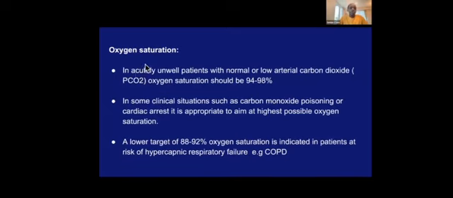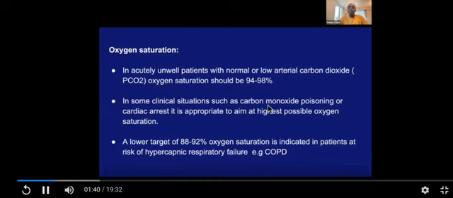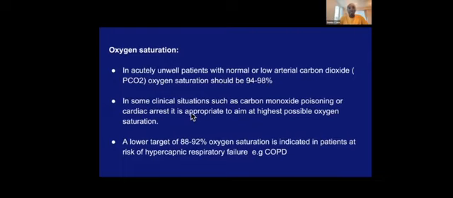Now, let's look at oxygen saturations. In acutely unwell patients with a normal or low arterial carbon dioxide, oxygen saturations should be 94 to 98%. In some clinical situations, such as carbon monoxide poisoning or cardiac arrest, it is appropriate to aim for the highest possible oxygen saturation. For example, aiming at 100% in carbon monoxide poisoning.